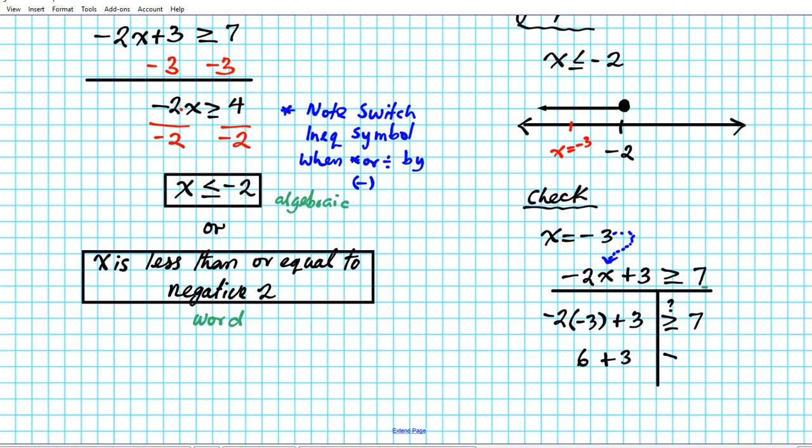Is 6 plus 3 greater than or equal to 7? Is it? Well, let's simplify the left side completely. Remember, we have two separate sides. So 6 plus 3 is 9. Is 9 greater than or equal to 7? The answer is yes. It certainly is. So since this is a true statement, that shows that our answer is in fact correct. Okay? So that's that.